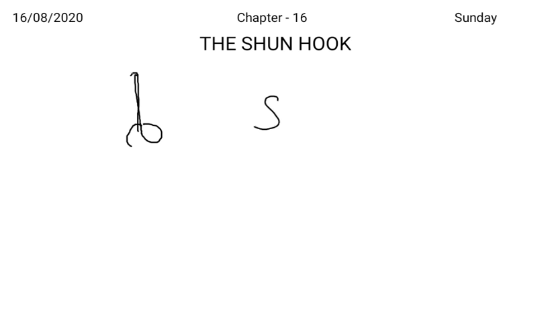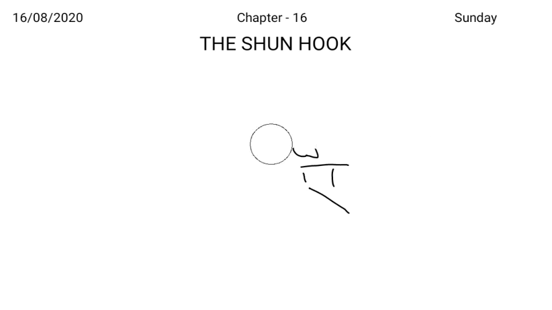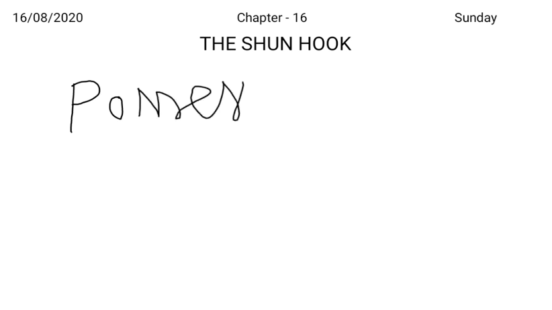Between S and Shun, if a vowel comes, you need not write that A vowel. If a vowel other than A intervenes, then that should be marked opposite to the hook. For example, possession, position.